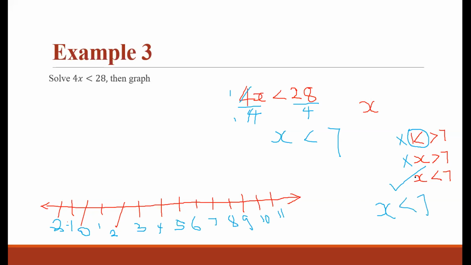So we are going to graph this value. We are going to put it in a number line. So what is going to happen is we are going to look for the values of X that are less than 7. So those values include what? Someone should tell us those values that are less than 7.